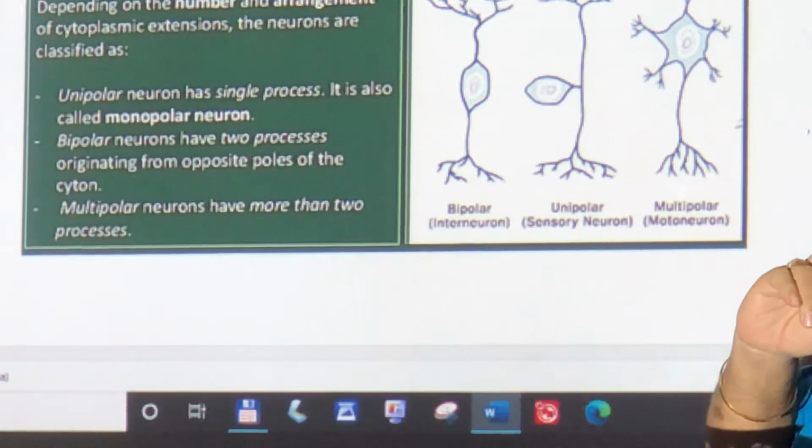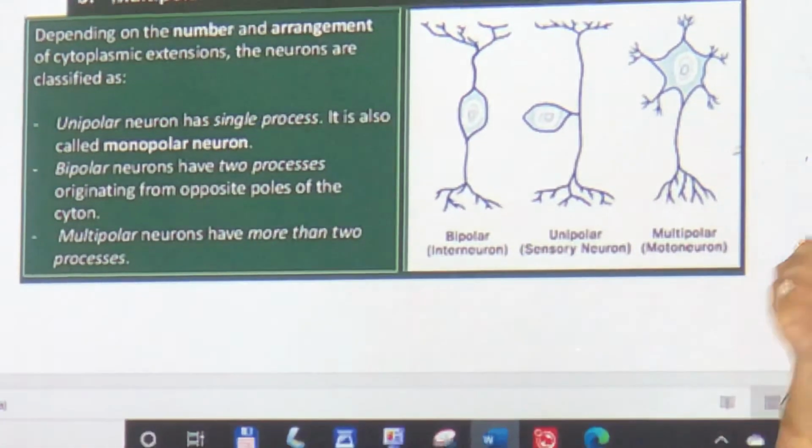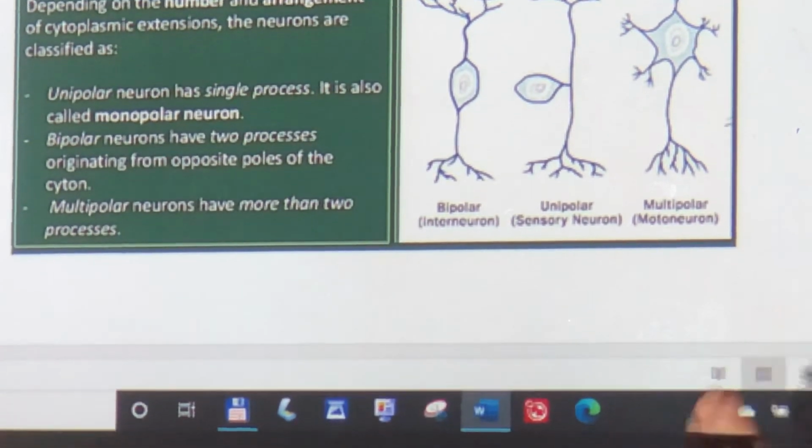Now eyes, rods and cones, we require from one side only. I can't have something coming out from my eye and something going into my eye. These are made for the functioning of the body. Okay.